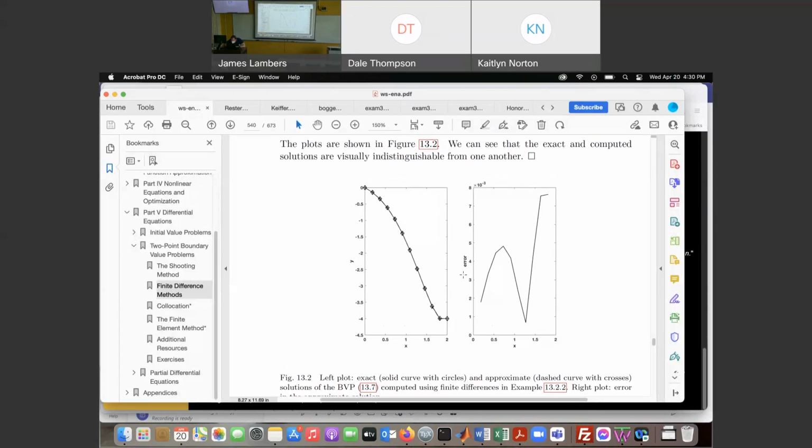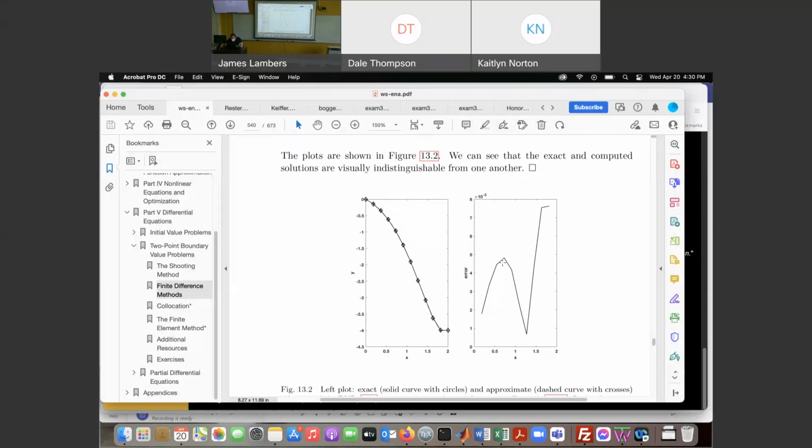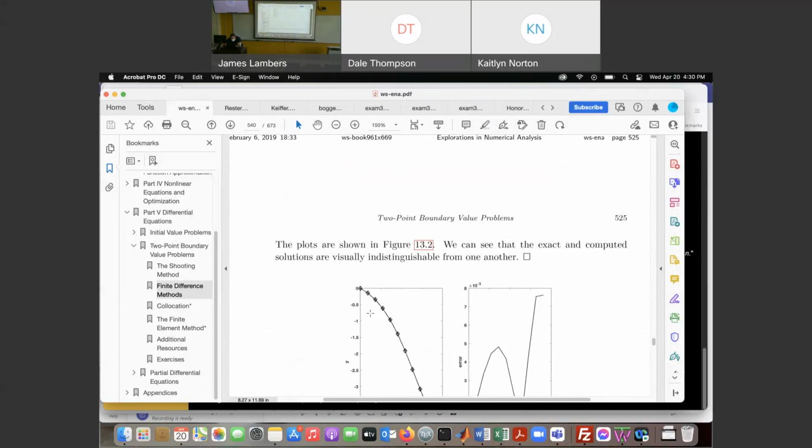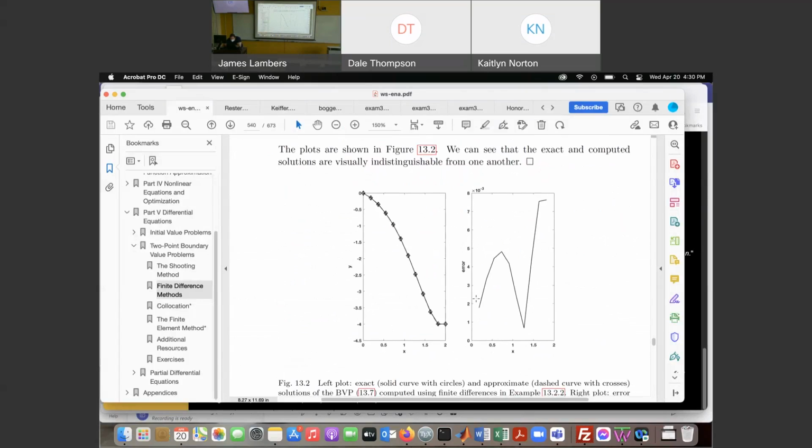Well, the error is small. So this is what's happened in the error plot. So using subplot 1, 2, 2, same matrix of plots, but the second plot is correct. Here I plot the error, y exact minus y, absolute value. And we see that the error is on the order of 10 to the minus 3.